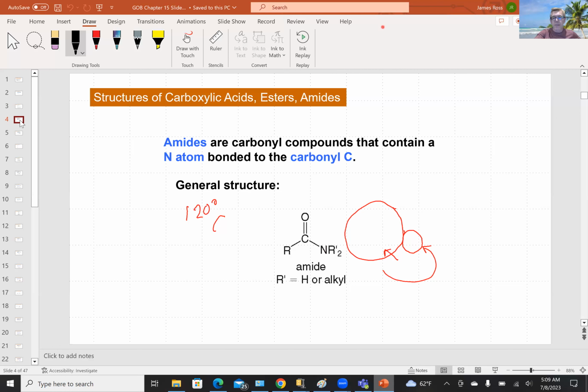Okay, amides look similar, obviously, but instead of an oxygen to the right of the carbonyl, we have a nitrogen to the right of the carbonyl. So we have an amide, a nitrogen bonded directly to a carbonyl's carbon. This is going to be important to us later when we look at protein chemistry. Again, we have the 120-degree bond angle. We have a polar structure.